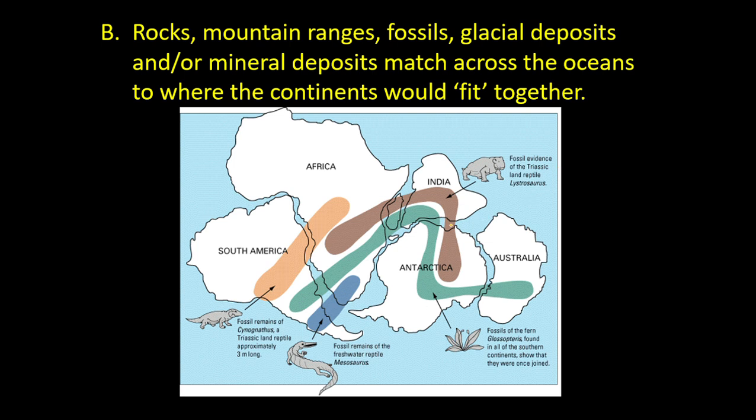So going back and taking a look at this picture, Cynognathus, which was about 3 meters long, so maybe about the size of a horse, with really, really short legs, was found in South America and Africa. So you're going to tell me that this animal can swim across the entire 3,000-mile Atlantic Ocean with these tiny little legs to get to Africa, or vice versa? No, it's not going to happen.